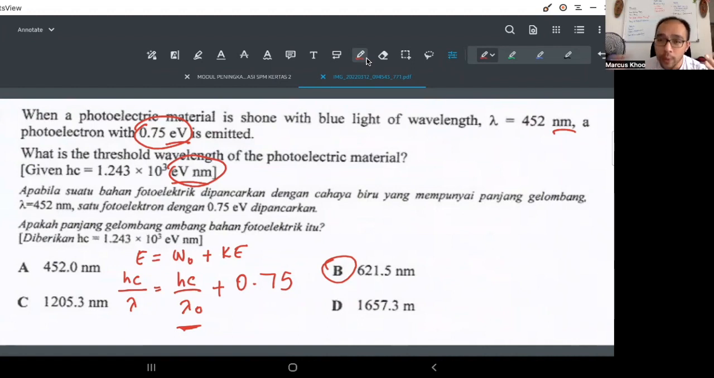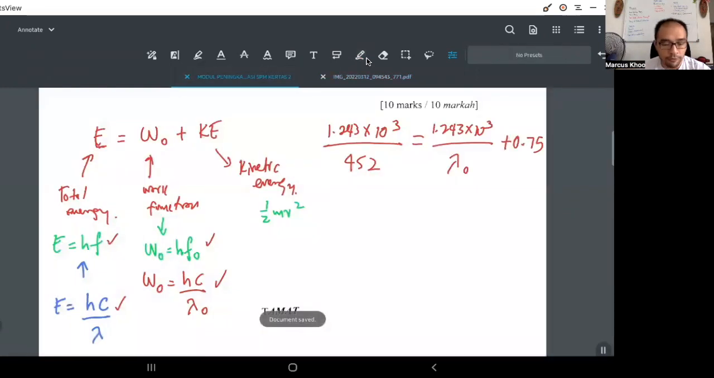So in a way, this question has been made easier. It has been made simpler for you. If you look at the calculation, it's just like this. Of course, you will have to understand how this works, but if you think about it, there is no conversion. You just put it in, and then you can calculate the threshold wavelength.